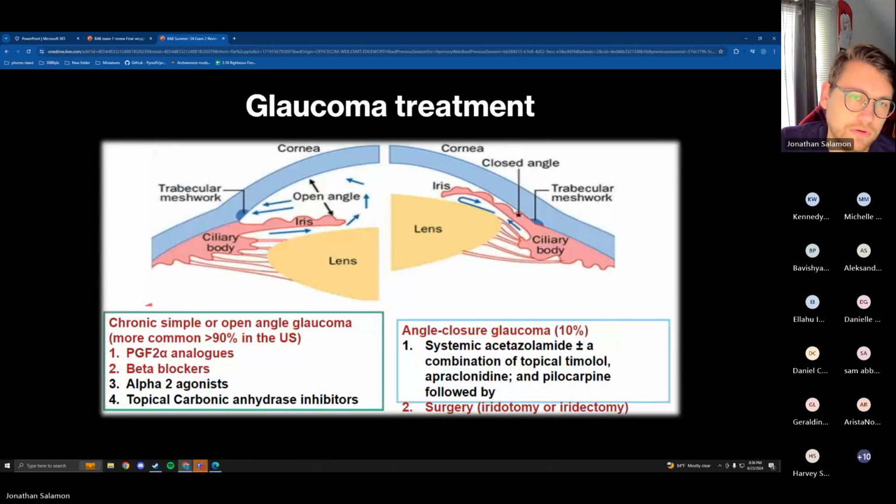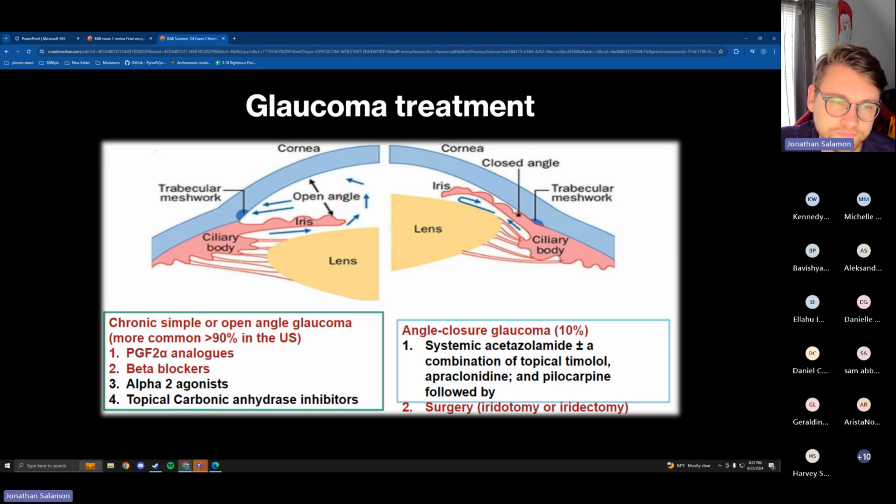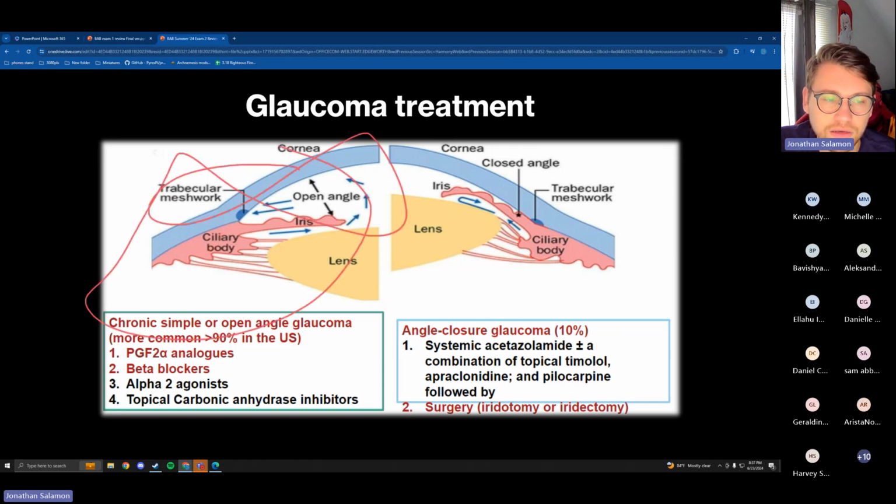So when you treat glaucoma, there's a couple different things you can do. I like this page a lot. If the problem is increased drainage, you can decrease the drainage. If the problem is decreased drainage, you can increase the drainage. If the problem is increased production, you can decrease the production, right? So it's really important to know that prostaglandins increase the uveoscleral outflow, right? The uveoscleral outflow, which is honestly like everything, right?